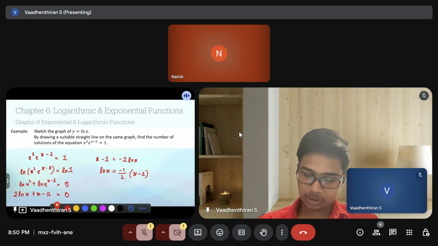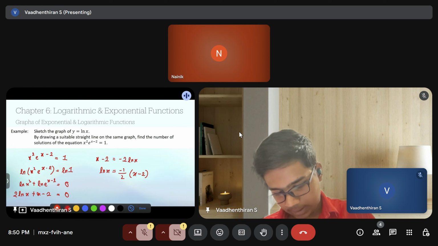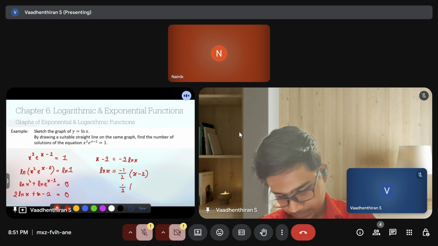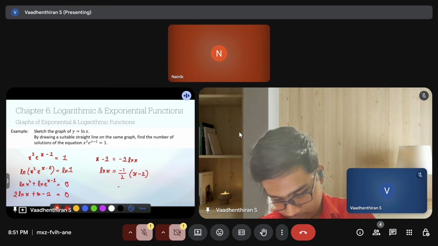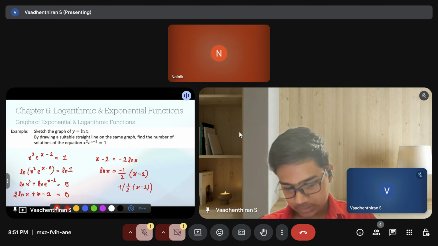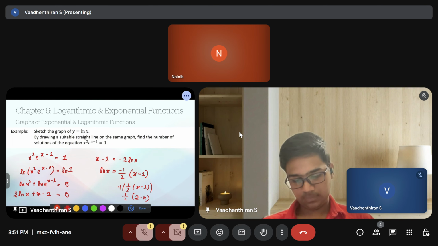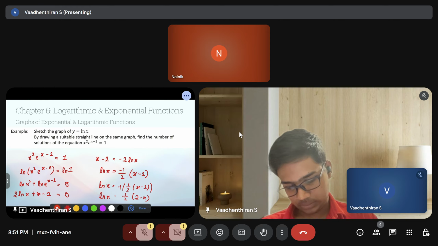So you get negative half of x minus 2, which you can write as half times negative 1 times x minus 2. I lost you here. Okay, so what I did is I took the negative 1 out of this: negative 1 times half times x minus 2, right? You can multiply this negative 1 with this, so negative x plus 2, which I wrote as 2 minus x, and then half. Okay, yeah. So ln x equals half of 2 minus x.